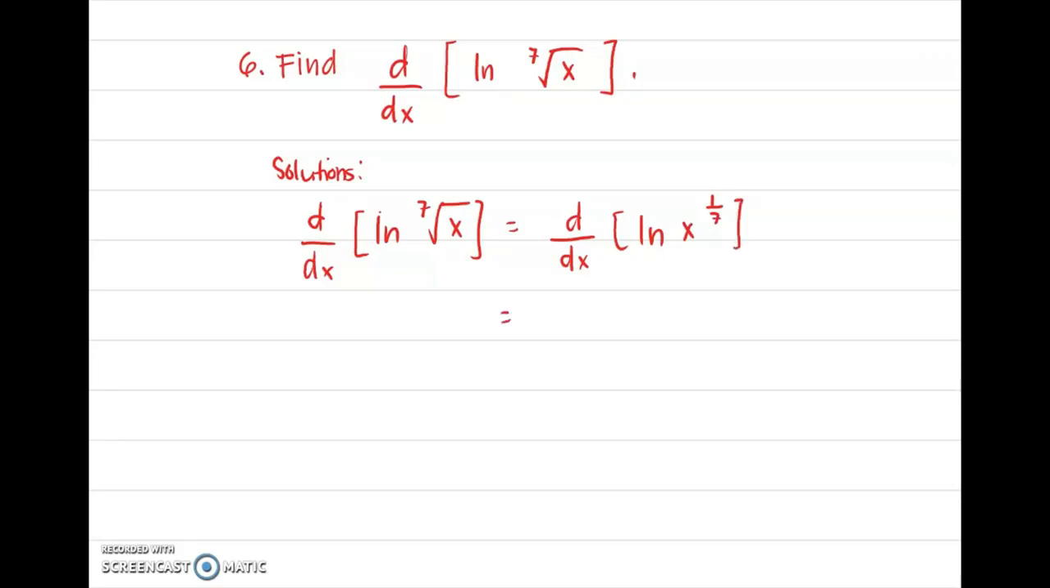Okay. Now here, we take our exponent and move it to the front. So we have 1 over 7 times the derivative of ln x with respect to x. So that's 1 over 7 times the derivative of ln x with respect to x, and that is just the derivative of x over x. So the derivative of x is 1 over x. So we have here 1 over 7x, and that's already our final answer.